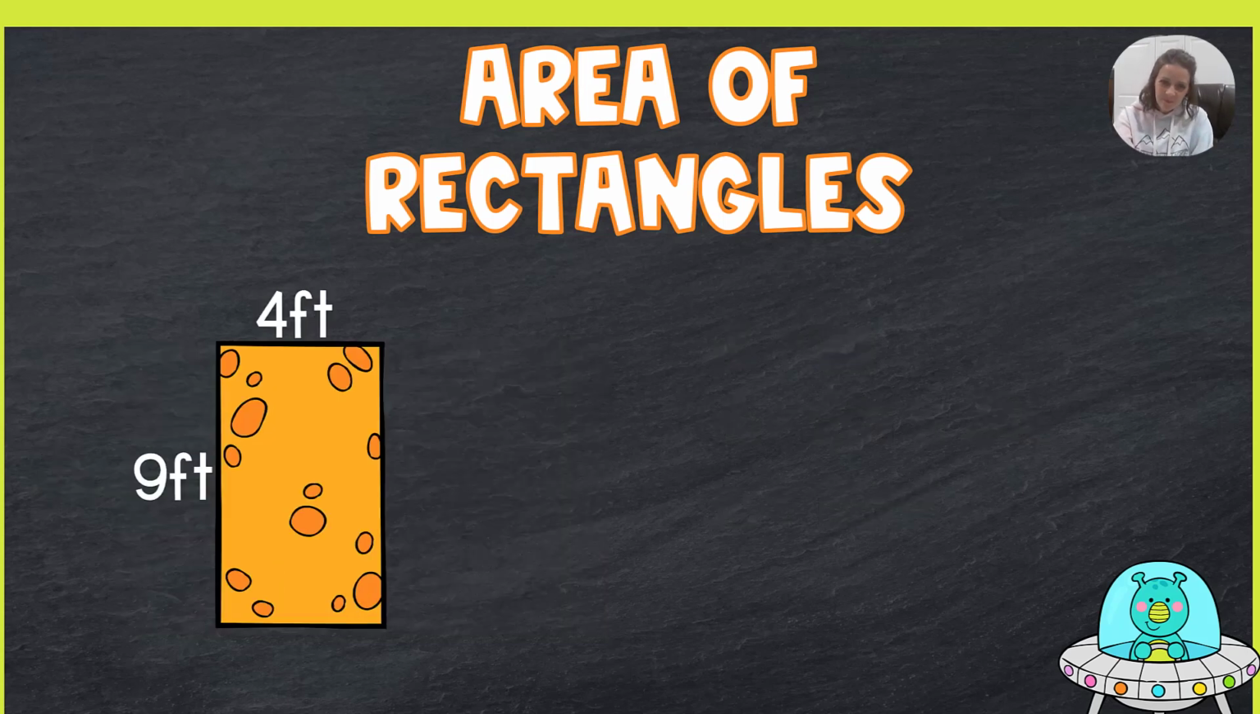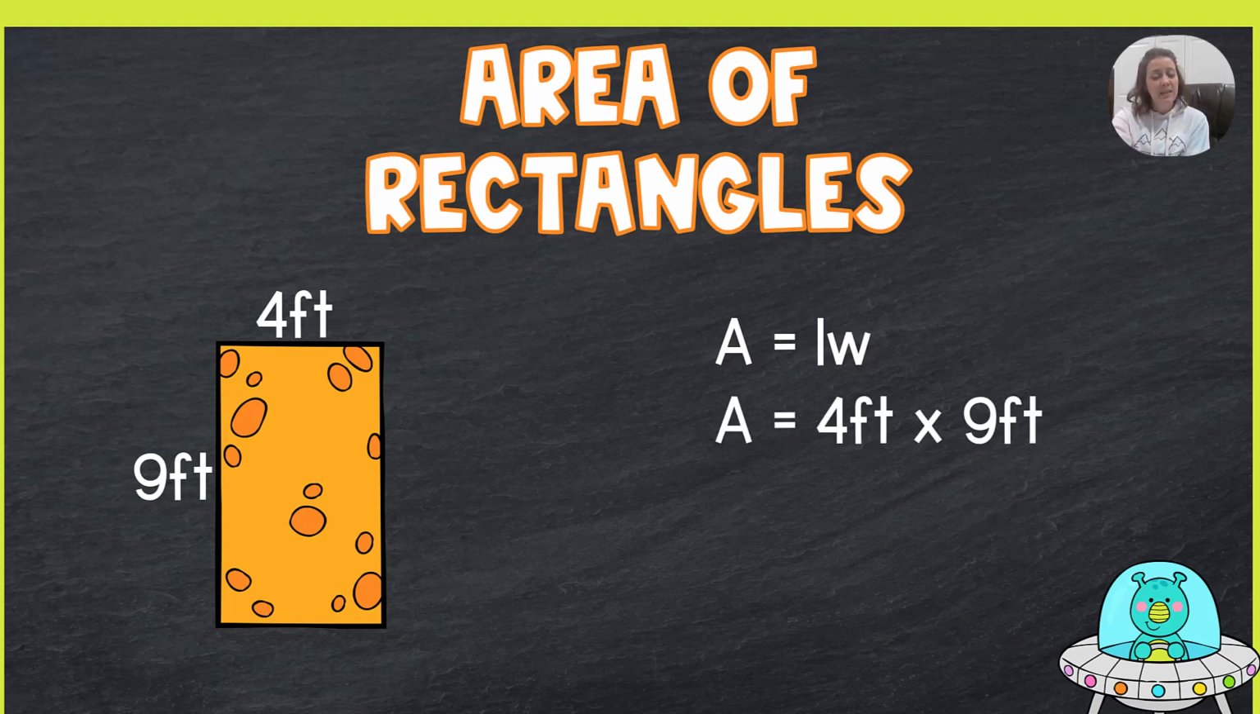Let's try another one. So here our rectangle is 9 feet by 4 feet. Same formula, area equals length times width. Yes, I want you to write it down again. Yes, I want you to write it down every single time. It's going to help you, I promise. So, area equals length times width. In this case, that means area equals 4 feet times 9 feet. 4 times 9 is obviously 36. Feet times feet is feet squared. So the area of our rectangle is 36 feet squared.